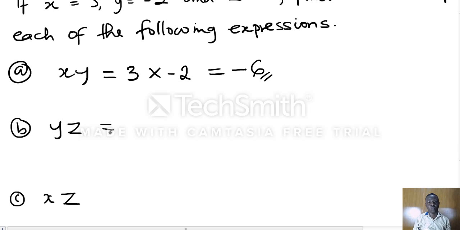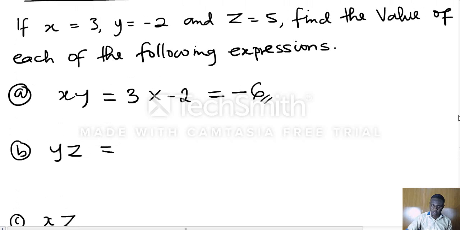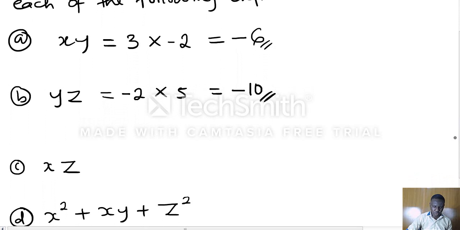B says yz, that is y times z. As we did in A, get the value of y, multiply it by the value of z, and that gives you your answer. So y is said to be -2. This becomes -2 times, z is given as what? 5. So when you simplify this, it's going to give you -2 times 5, that will be equal to -10.